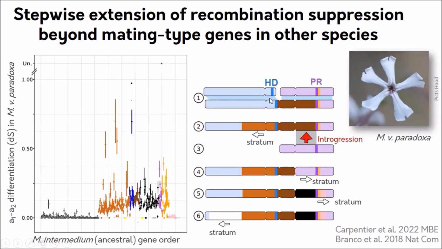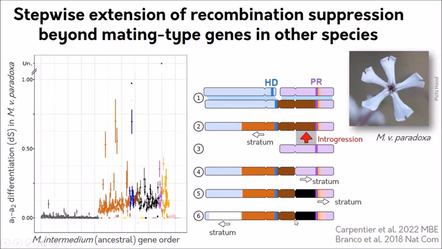And the scenario we reconstructed for this species was that the blue and purple strata and the orange stratum came first, and then the HD and PR loci became linked together by suppressed recombination. Then there was extension of recombination suppression later in the light bronze stratum. And then actually there was introgression from another species that restored recombination. But then again, there was suppressed recombination, and then further extension of recombination suppression in these young pink and white evolutionary strata.